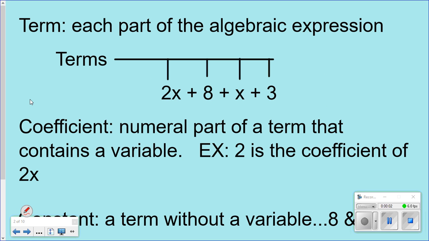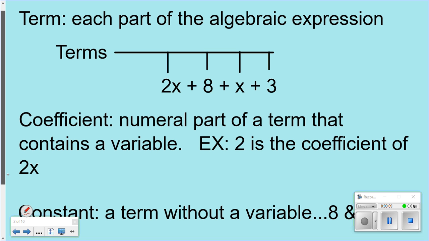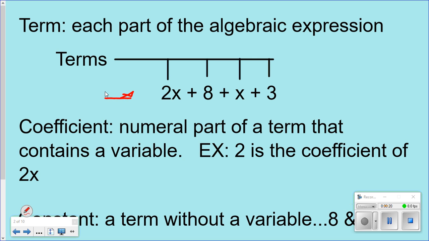Term. We didn't talk about a term, but you talk about like terms. You talked about what an algebraic expression was in your group. Who knows if you're right? Who knows if you're wrong? This is what an expression looks like. That's an expression.